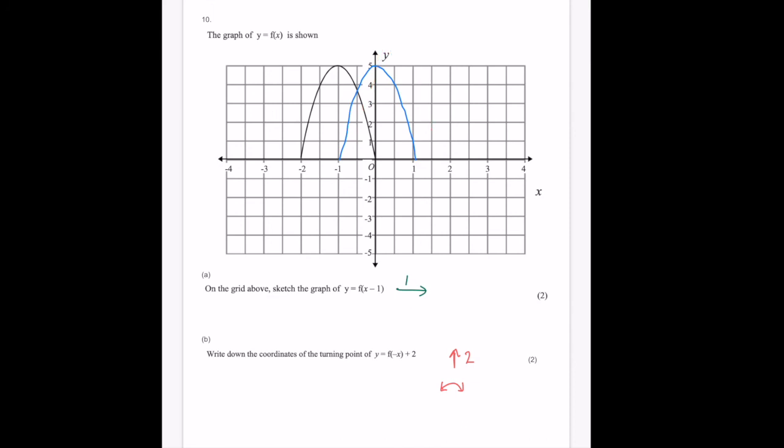So therefore, my final answer is going to be that the x coordinate, instead of being the original, which was minus 1, 5, is going to become positive 1 because it's reflected, and it's going to become 7 where I've added on 2.